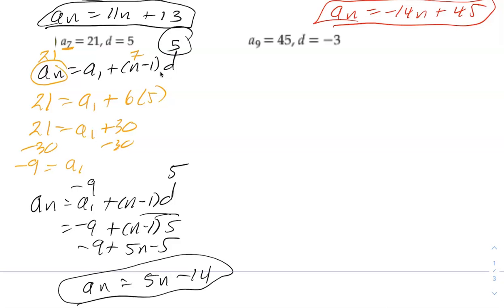So you have to do an extra step. Anytime you're missing something, you gotta do an extra step. You gotta find that a1 or find the common difference. So there we go. Next one, same idea, same issue.